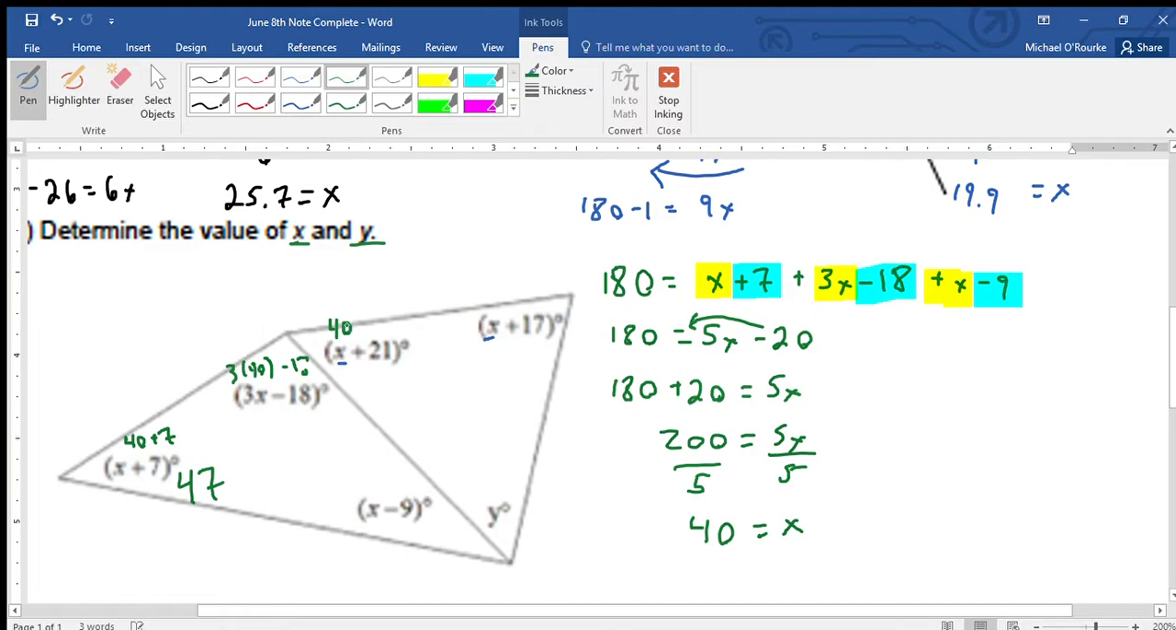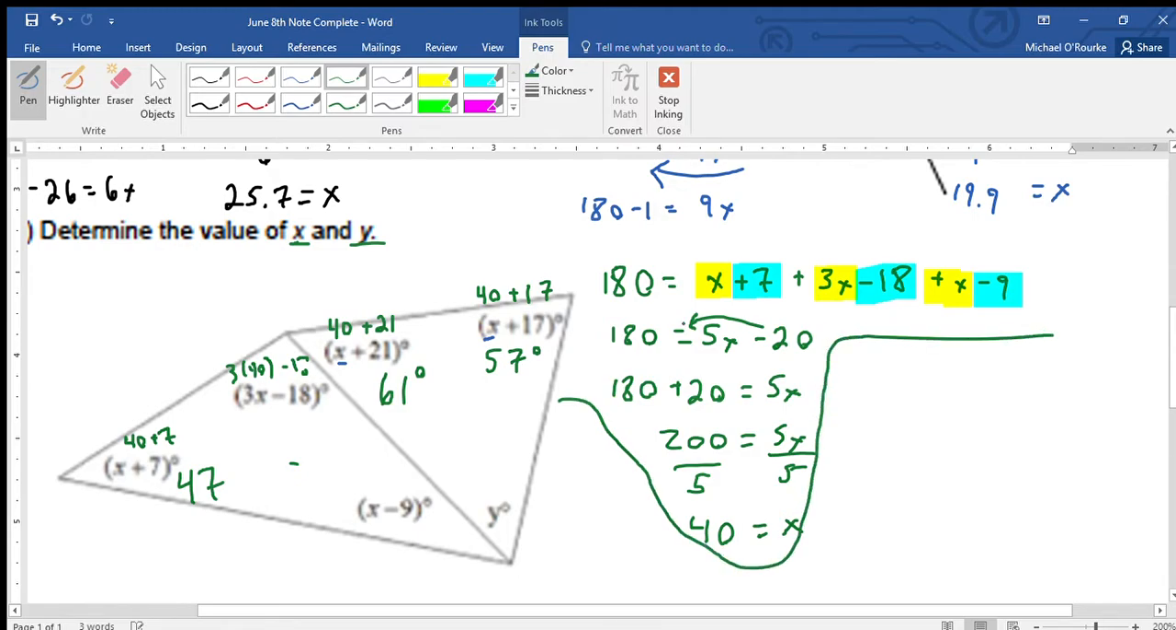So this here would be 40 plus 21, which equals 61 degrees. Now we don't need these because it didn't ask, so we could find them by just plugging it in. This one here is going to be 40 plus 17, which is 57 degrees. So now we have two parts of our triangle, we just need the last part. So once again, we know that a triangle, let's do this, triangle equals 180.